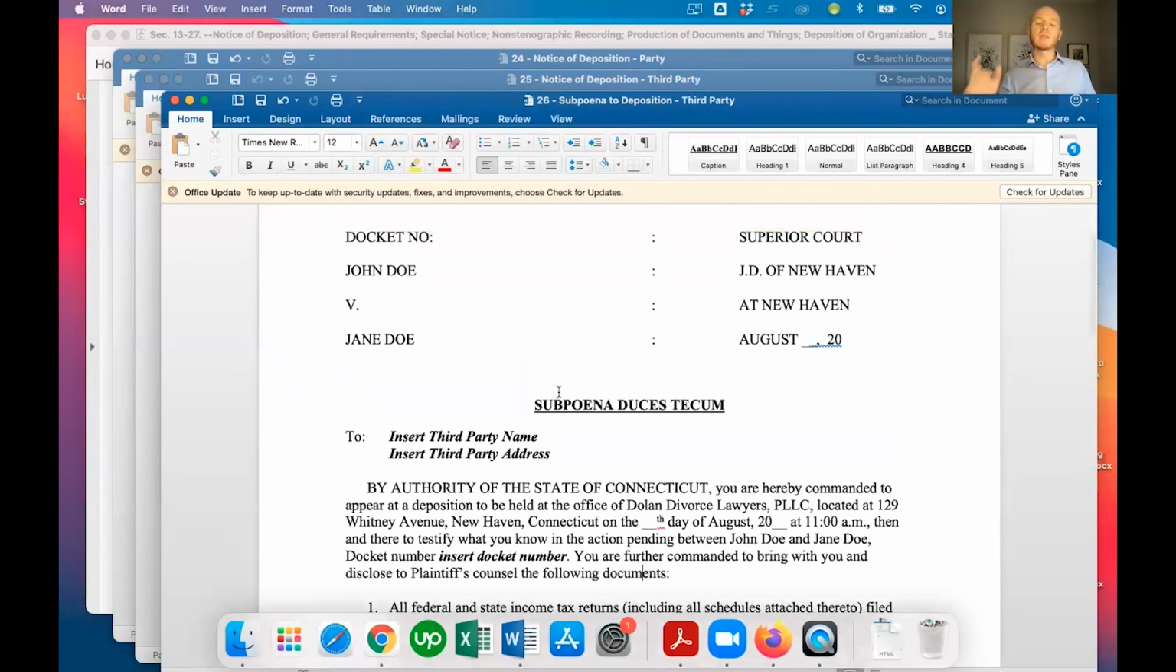So with the subpoena, you can't just mail this to the other side. You actually have to have a marshal serve the third party with the subpoena. So you're going to have to hire a marshal, get the person served in advance so that they know to show up at the deposition. So those are pretty much the basics of the notice requirements in taking somebody's deposition.